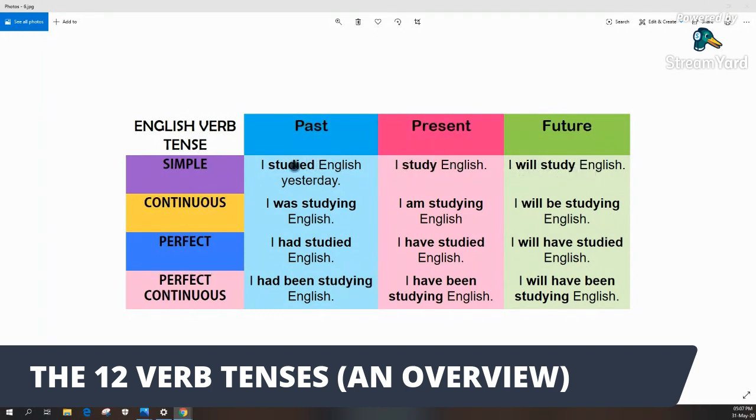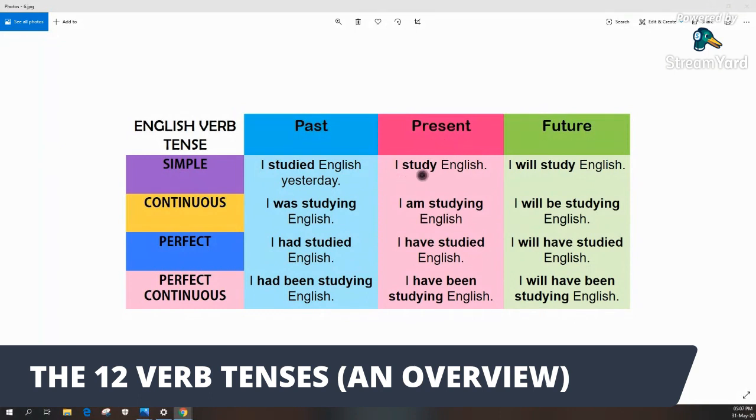So when to use this? This is to indicate a past habit or an action already completed. The action already completed. It can be used with or without adverbs of time. So this is the adverb of time. So you can simply say, I studied English. I ate pizza. All right? So that is for the simple past.